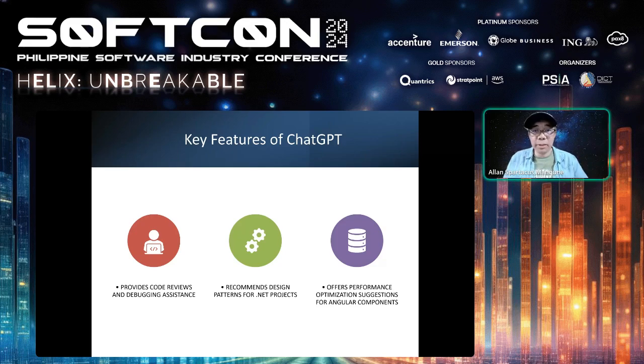So one of the primary functions is providing real-time code reviews. You can paste your code into ChatGPT, for instance, and it will analyze it for potential issues, suggest optimization, and recommend refactoring strategies. ChatGPT is also excellent at debugging assistance. If you encounter, let's say, a bug or an error message, you can ask ChatGPT to help you troubleshoot the issue, and it will provide step-by-step guidance on how to resolve it.